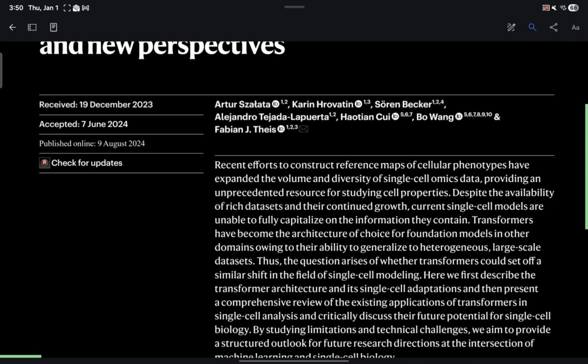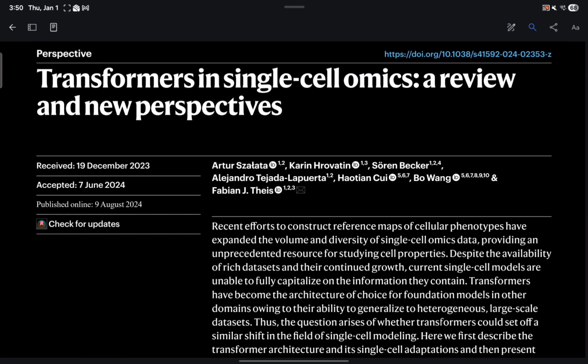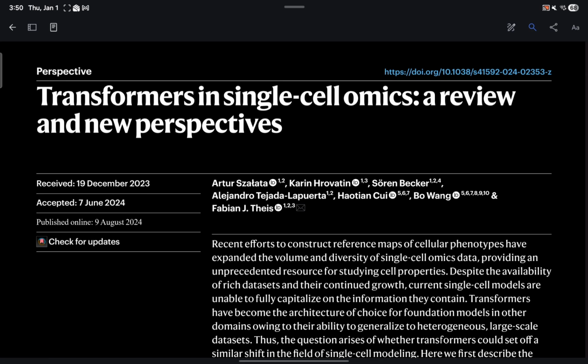So, as you may notice, the paper is about transformers in single cell. What is transformer? It's the famous deep learning architecture with attention head and feed forward networks, which, if you want to know about it more, you can read the paper of Attention is All You Need. And what is single cell? Single cell is a technique to get the transcriptome or other omics data with the single cell resolution.